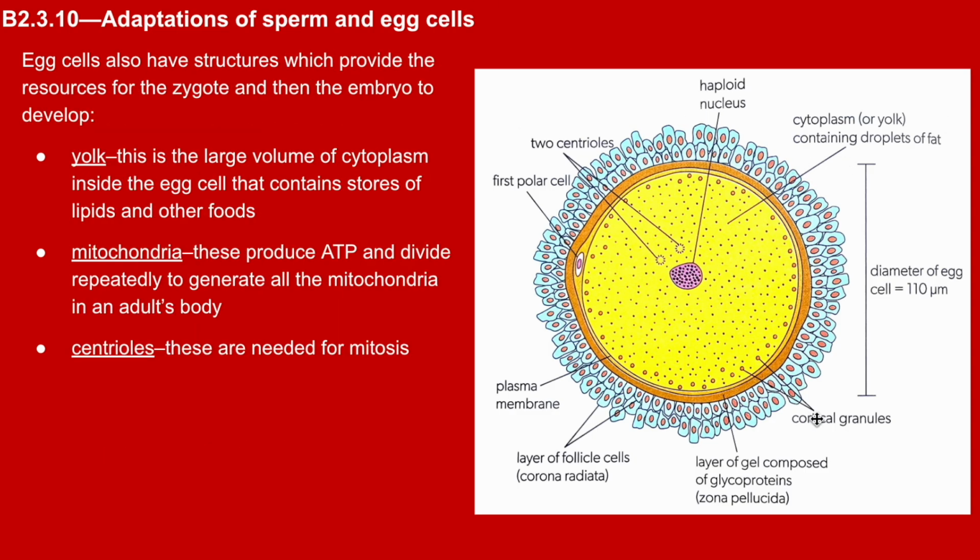Okay, egg cells also have that large yolk, a large volume of cytoplasm inside the egg cell that contains stores of lipids and other foods, to sustain the egg on its journey down the oviduct. They have mitochondria that produce ATP. They divide repeatedly to generate all the mitochondria in an adult's body. Those all came from your mom's egg, so all of your mitochondria are from your mom. So if your mom is still around, you should say, "Hey, Mom, thanks for my mitochondria. I really appreciate that. They can be the site of my aerobic cellular respiration." Okay, also centrioles that are going to be needed for mitosis in the egg.